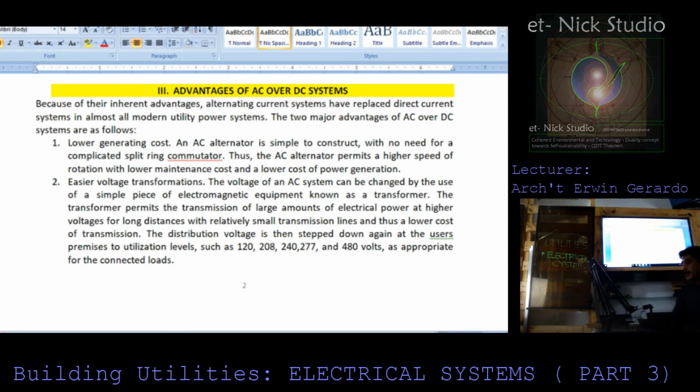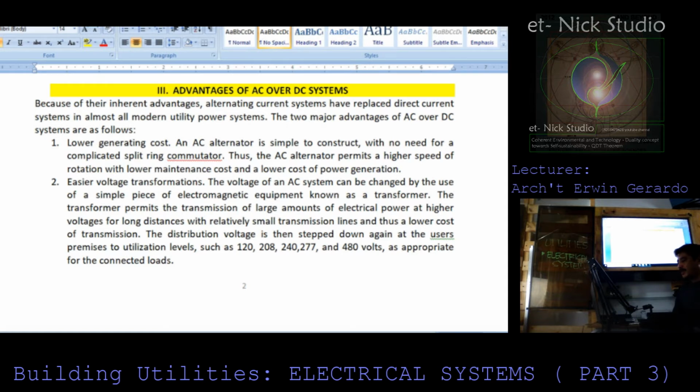Two, it is easier to produce voltage transformations. The voltage of an AC system can be changed by the use of a simple piece of electromagnetic equipment known as a transformer. The transformer permits the transmission of large amounts of electrical power at a higher voltage for long distances with relatively small transmission lines and thus a lower cost of transmission.